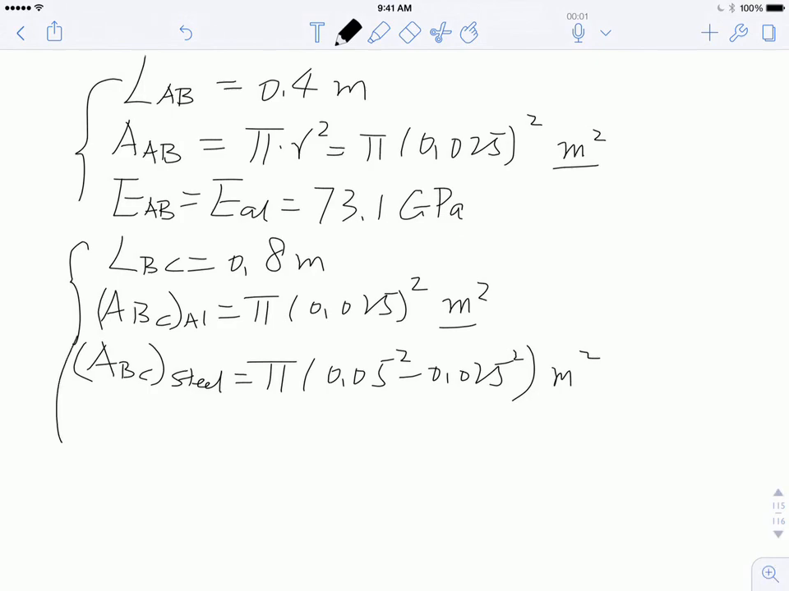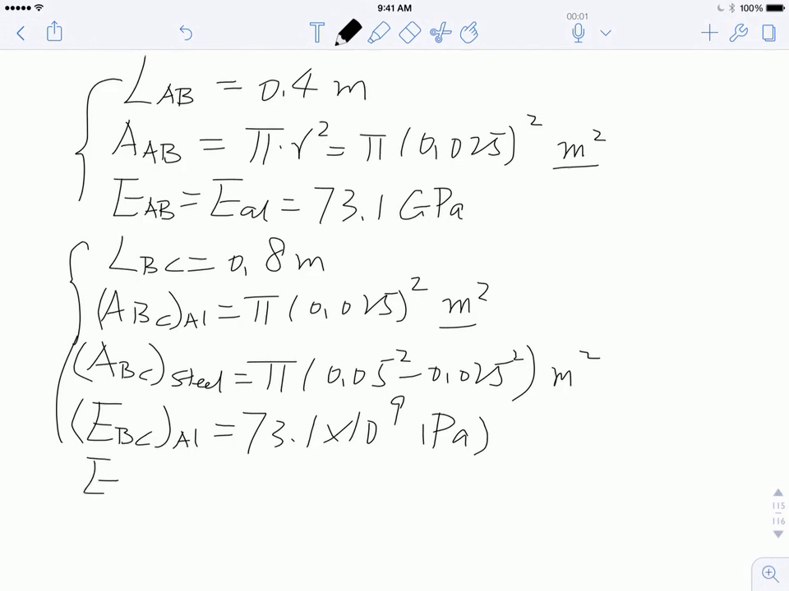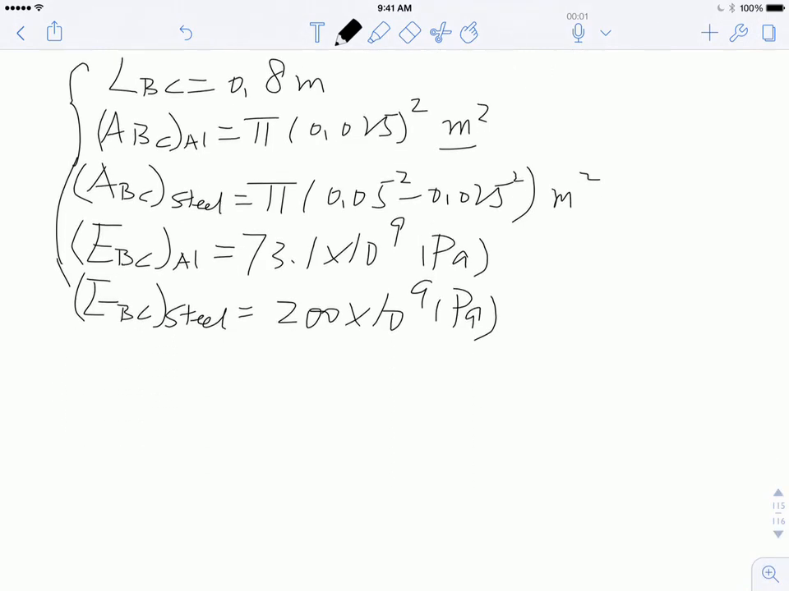And there's two more things. E_BC in the aluminum core section is 73.1 times 10 to the 9 Pascal. If you want, use gigapascal. It's the same thing, just like before, right? Or this E_BC stainless steel section is nothing but 200 times 10 to the 9 Pascal. Alright, so that is it.